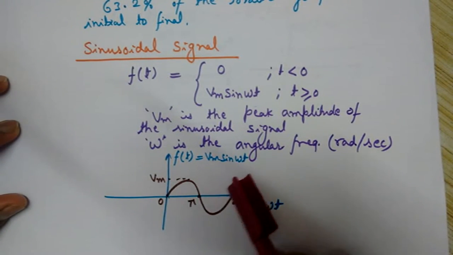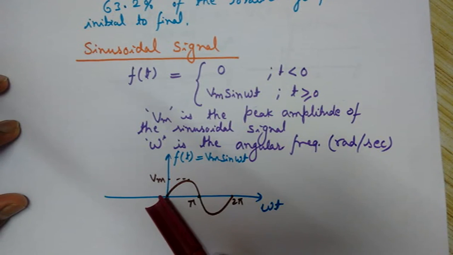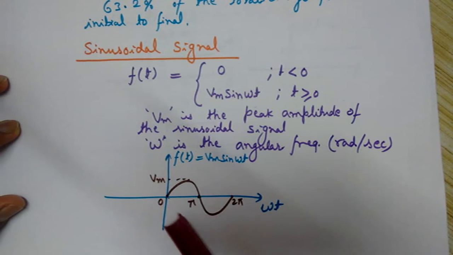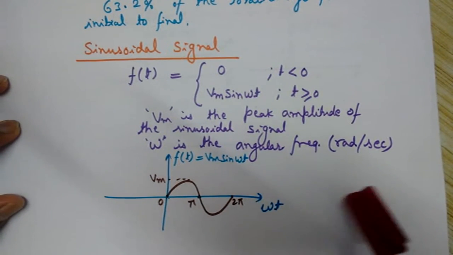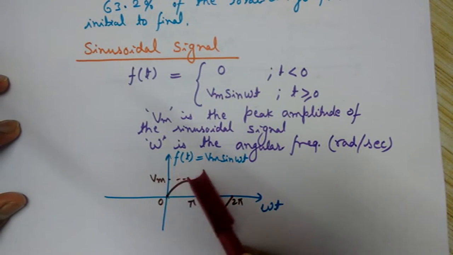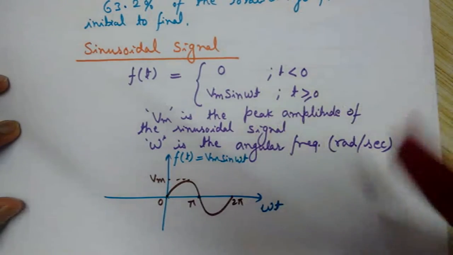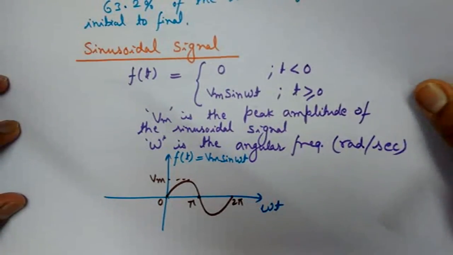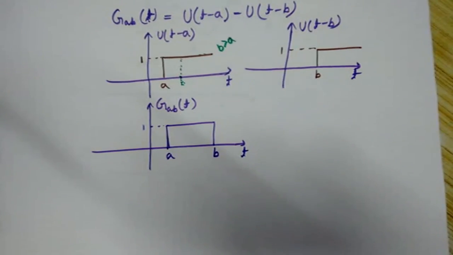This is the shape, and here it is 0, pi, 2 pi. So it cuts the x-axis, or its value is 0 at n pi: at 0, pi, 2 pi, 3 pi, etc. And Vm is the maximum value of this signal. So this is also a very important signal.